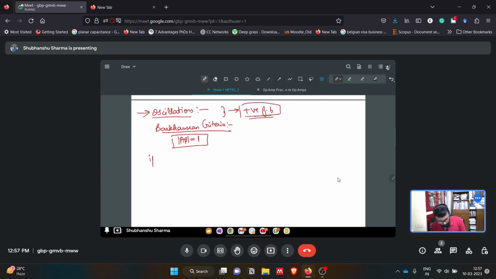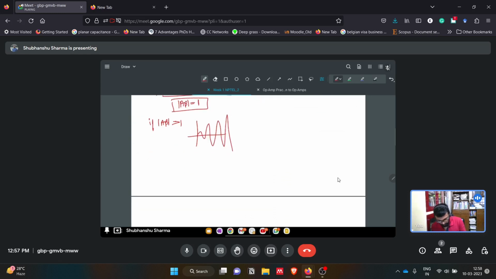If mod A beta is greater than 1, we will get something like this. Our oscillations will keep on increasing. If mod A beta is equal to 1, then our output amplitude will be constant like this. And if mod A beta is less than 1, then it will be decreasing.